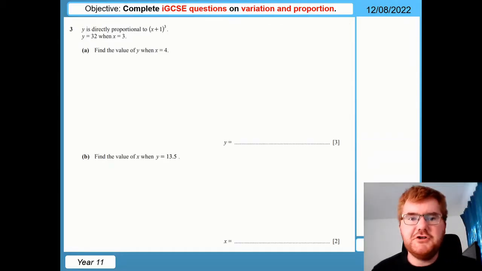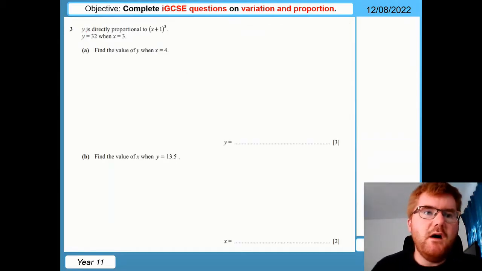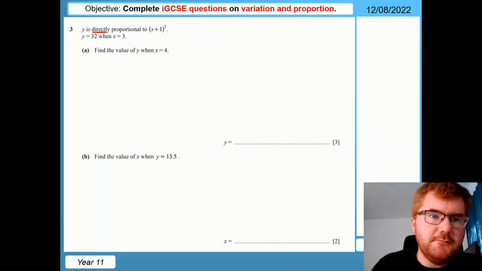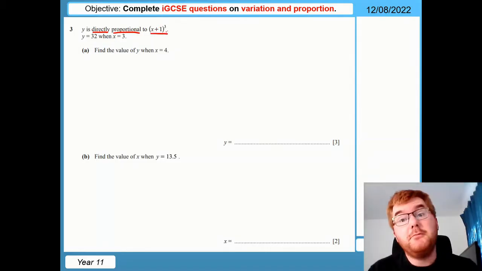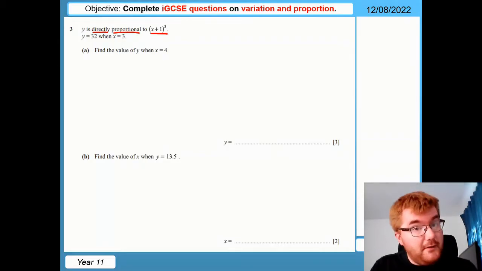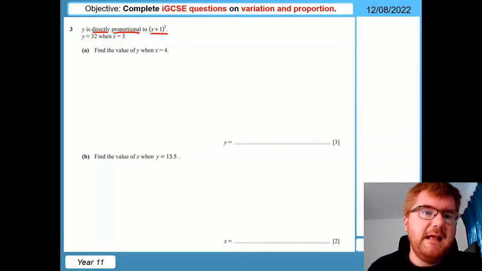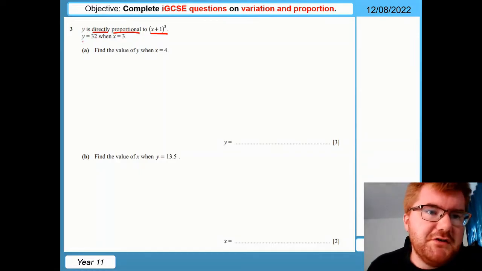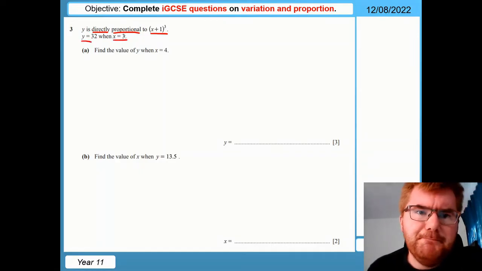Okay, on to question 3 here. So y is directly proportional, so that's important, to this kind of weird expression here, x plus 1 all cubed. And this is what they're doing with these variation and proportion questions. As students are getting better and better at them, they are trying to put a few little twists and turns. Now, we're given some initial conditions, which we'll come back to in a moment. And we need to find the value of y when x is 4.